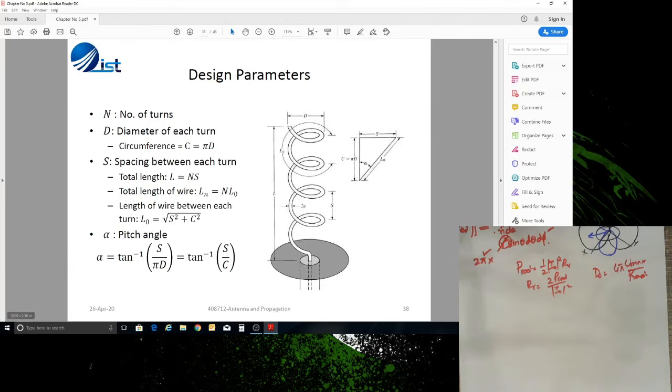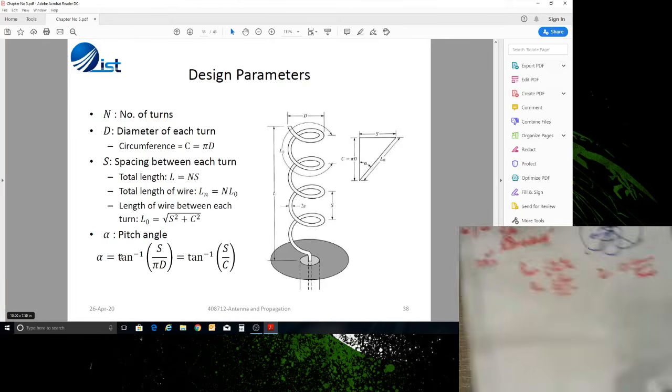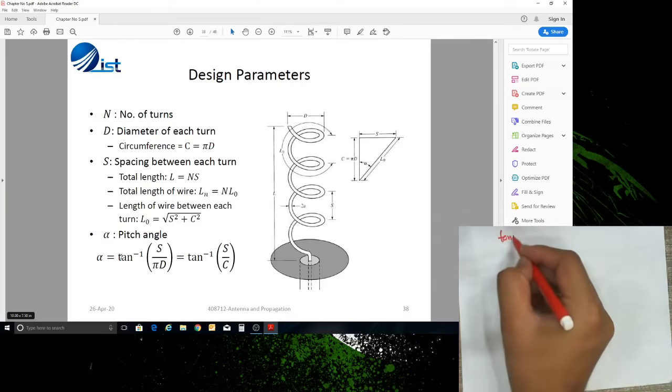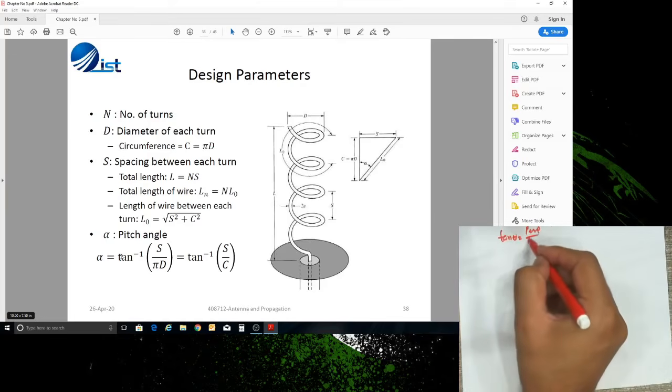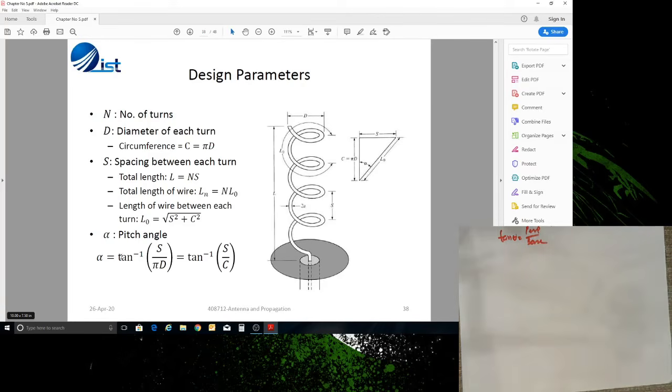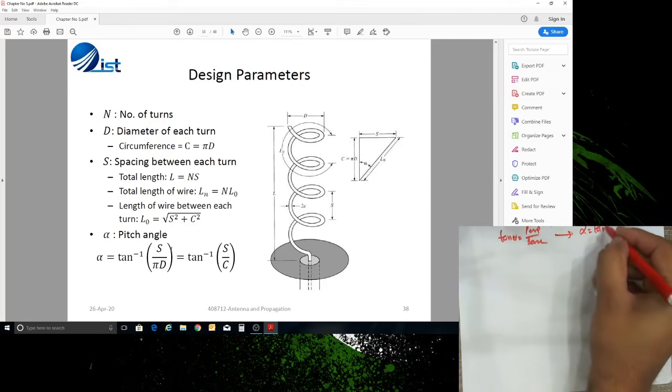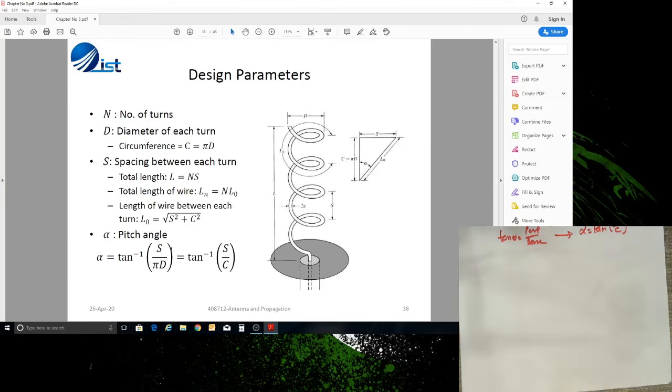ठीक है, और ये जो पिच एंगल है यू कैन फाइंड दिस एंगल अल्फा यूजिंग द tan relationship. We know that tan of alpha is, or if we apply the trigonometric identities, you know that tan theta is perpendicular over base. So in this case the perpendicular distance is S and base is circumference which is pi d. So it is S over pi d and pi d is C. So you can write alpha as tan inverse of spacing between turn divided by circumference of each turn. ठीक है, okay.